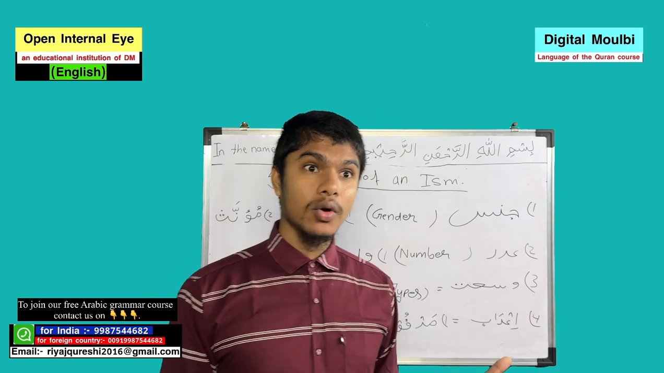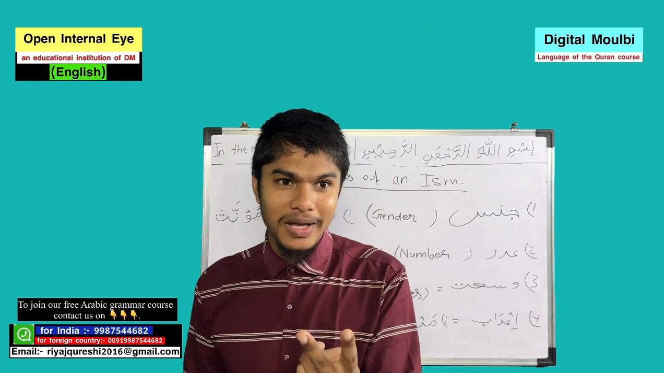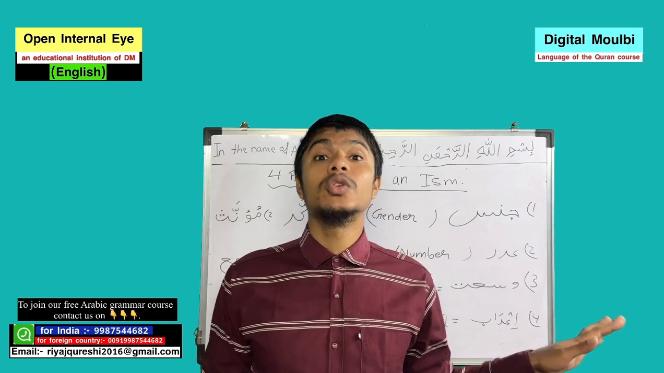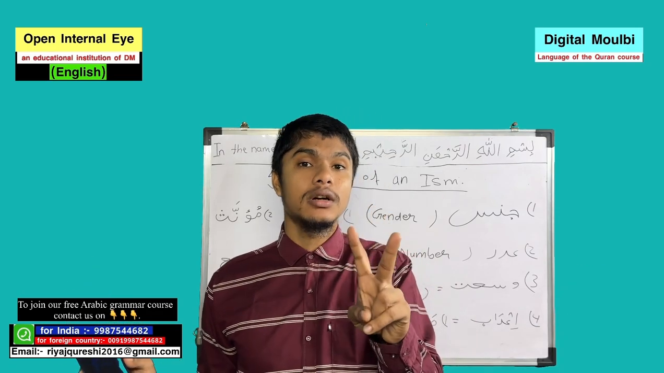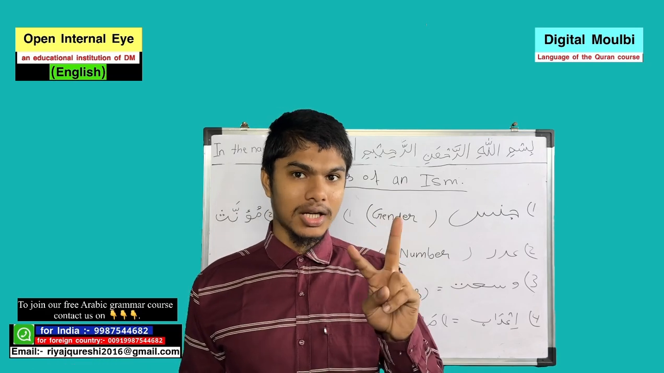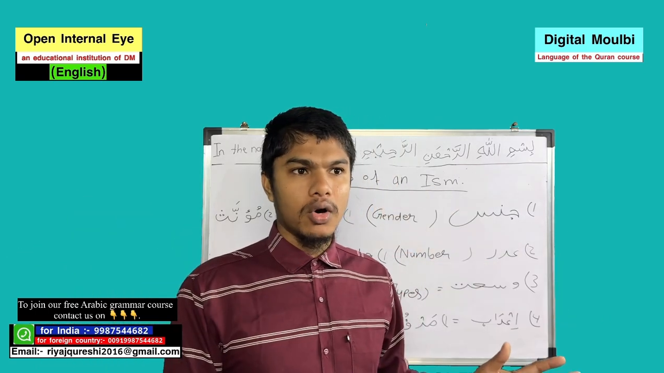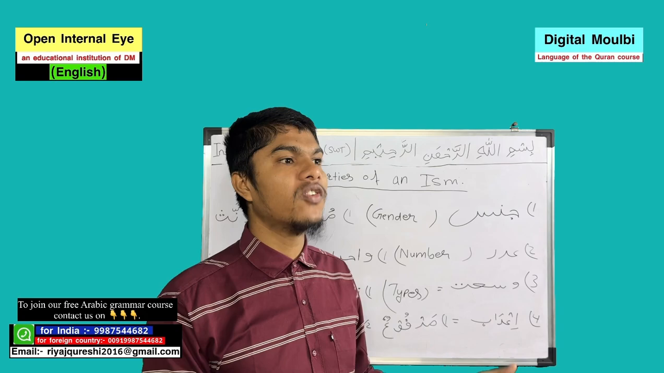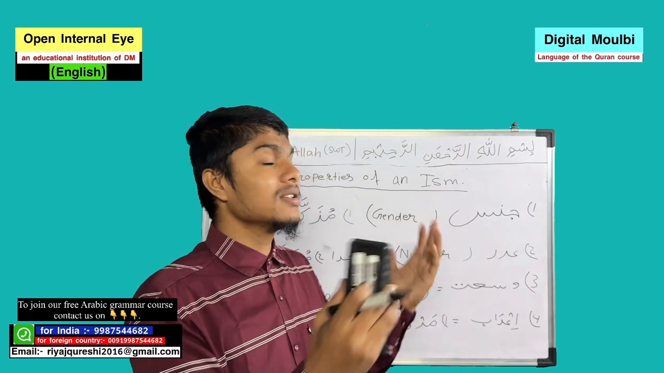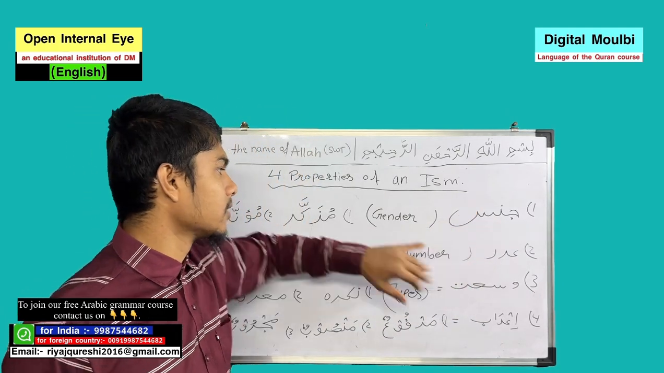In other languages you can say there are 3 genders, like number 1 is male, number 2 is female, and number 3 is other gender. But in Arabic there is no other gender, only 2 genders, masculine and feminine. Okay, so muzakkar and muannas, there is no other gender. So every word or every ism will fall into one of those categories, whether it is masculine or feminine. So this is the number 1 property, jins means gender.